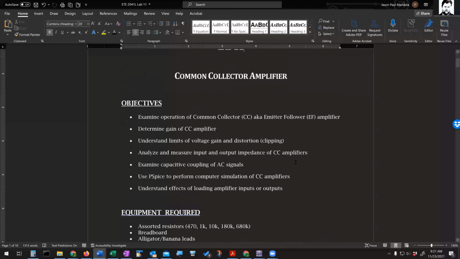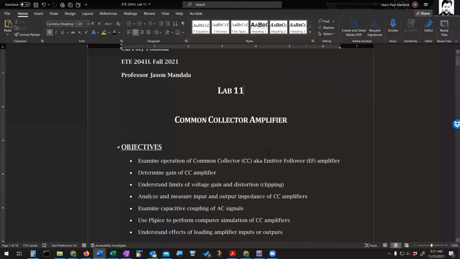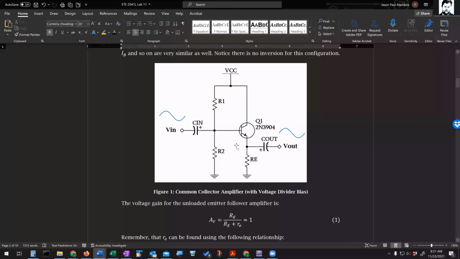Today's lab is about the common collector amplifier. So far, we've studied the common emitter and a couple of different variations of the common emitter, and today we're going to look at the common collector amplifier. A common collector amplifier would look something like this.